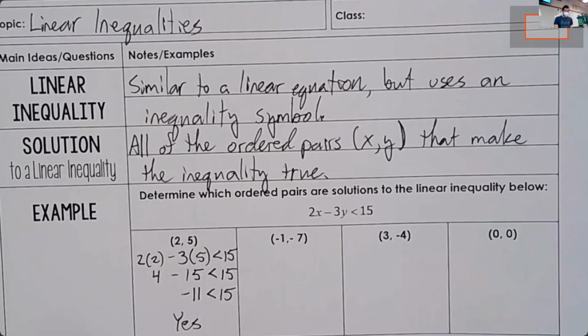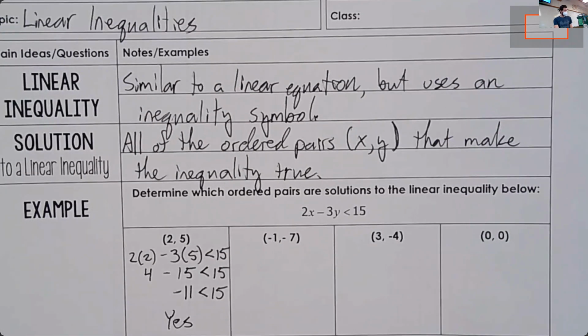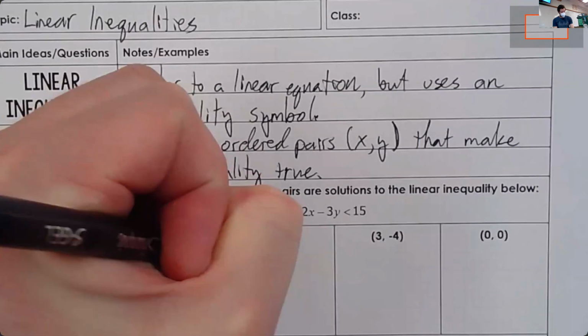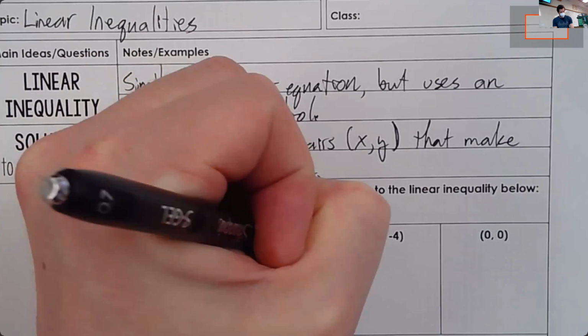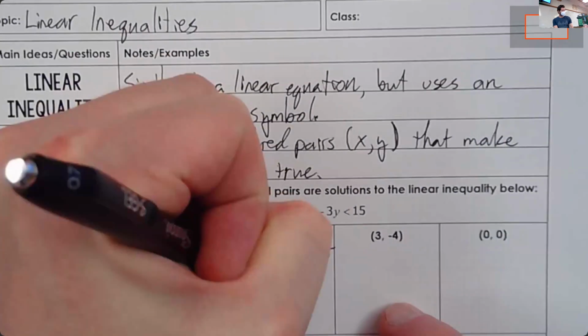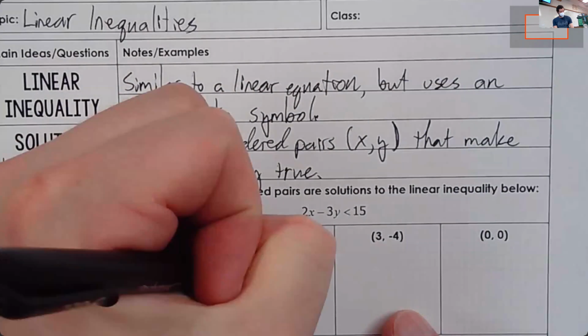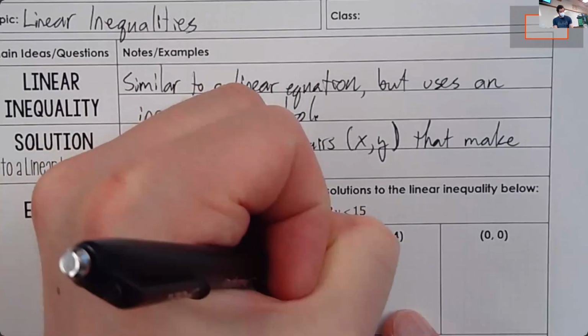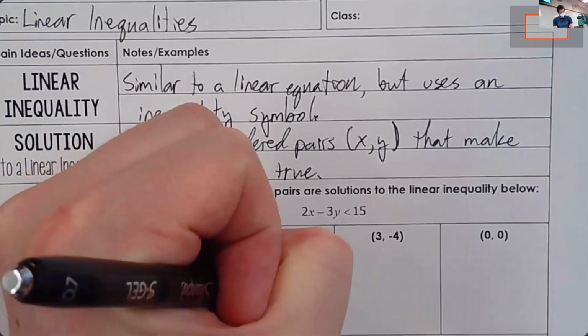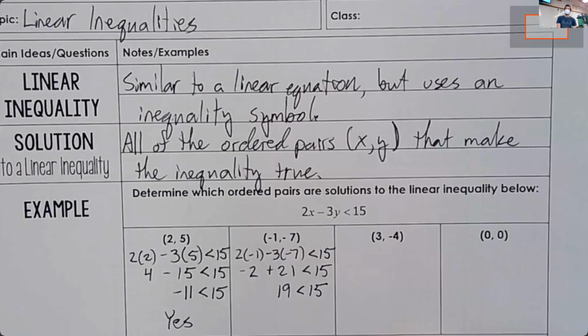The next one we're going to test is negative 1, negative 7 with the same equation. So instead of 2 for x and 5 for y, we've got negative 1 for x and negative 7 for y. So we're going to say 2 times negative 1 minus 3 times negative 7 is less than 15. And we do the math on the left. 2 times negative 1 is negative 2. Negative 3 times negative 7 is positive 21, so plus 21, and then less than 15. Negative 2 plus 21 is 19, and this says 19 is less than 15. Is that true? No, 19 is not less than 15. It's more than 15. So this answer would be no.